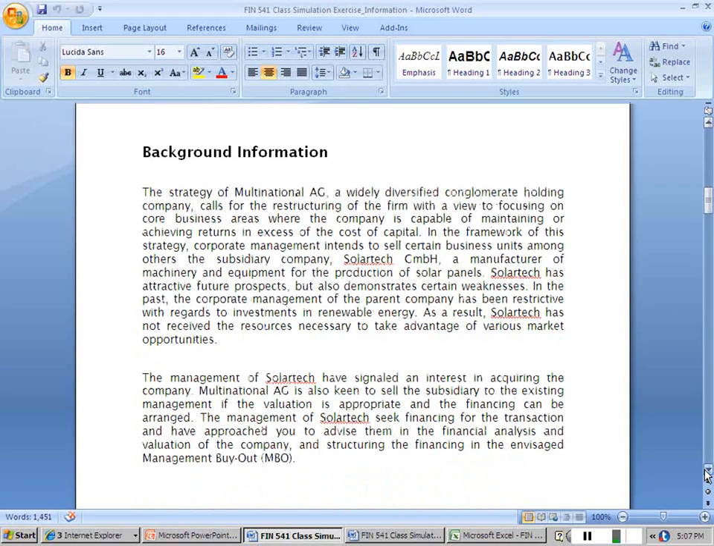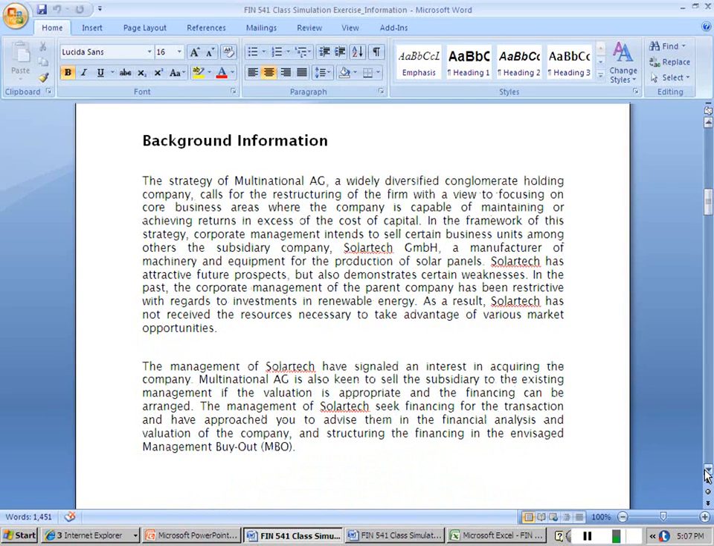The opportunity involves a situation where we have a large holding company, a conglomerate holding company that's selling a non-core business. In this particular case, a company that's engaged in the manufacturing of machinery and equipment for the production of solar panels. So the company that we're looking at is a manufacturer of machinery. It doesn't manufacture solar panels directly, but sells machinery to producers of solar panels.